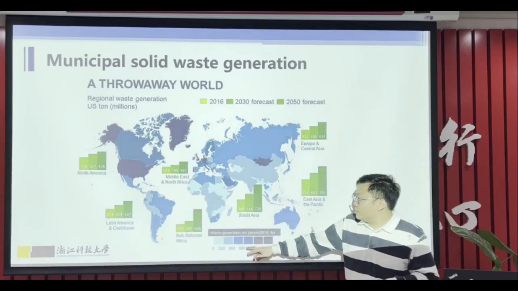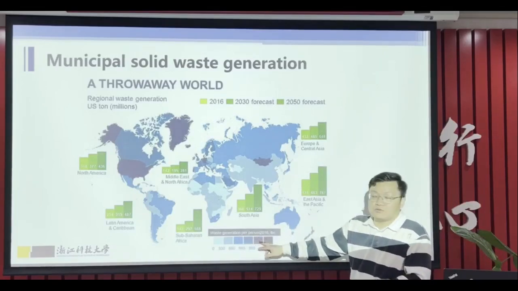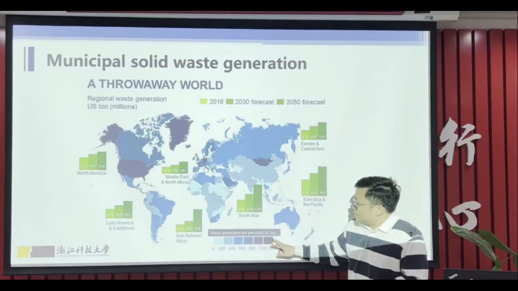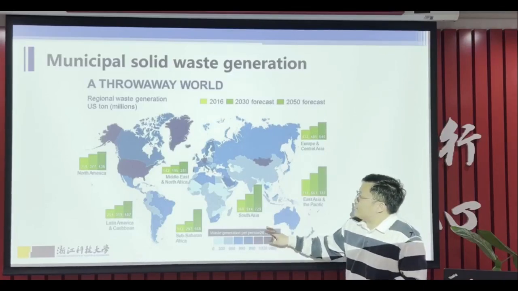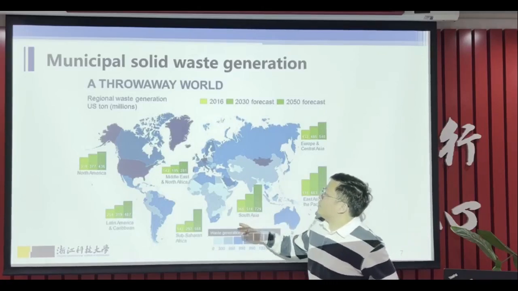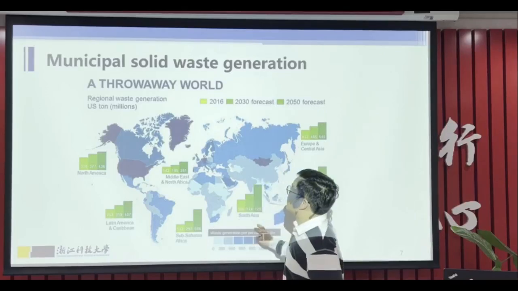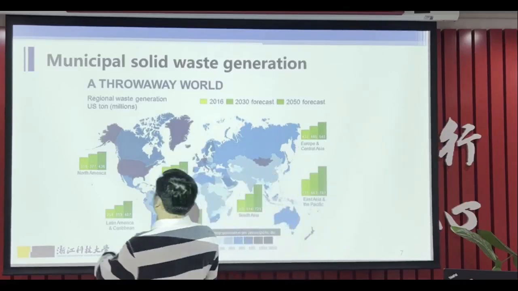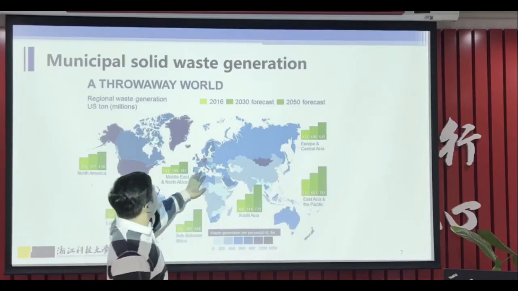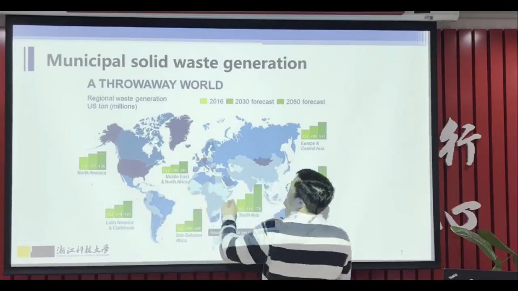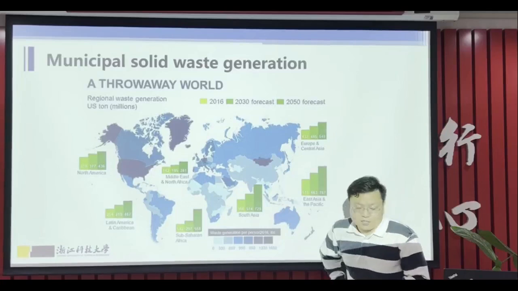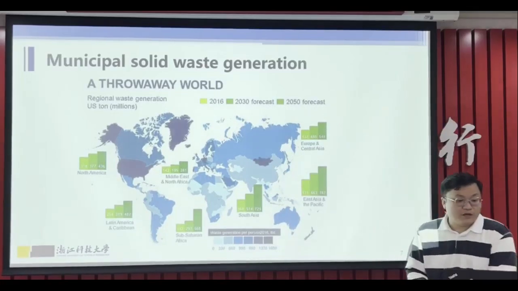Here is the waste generation per person in 2016. As we can see, the color reflects the generation amount of the waste. We can see some areas generate a lot of waste. For example, in North America we have a lot of waste generated, and in some areas in Europe, the per capita waste generation amount is very huge.